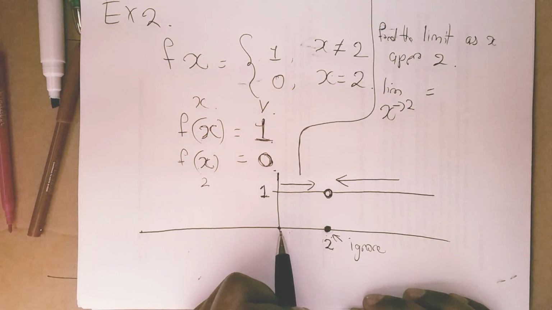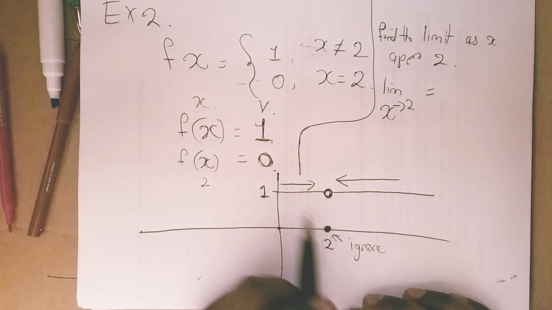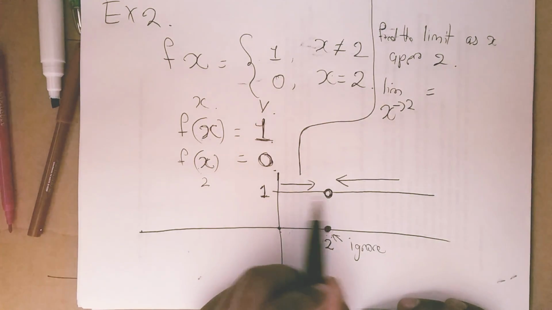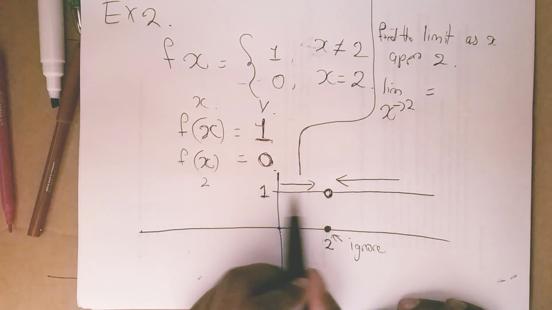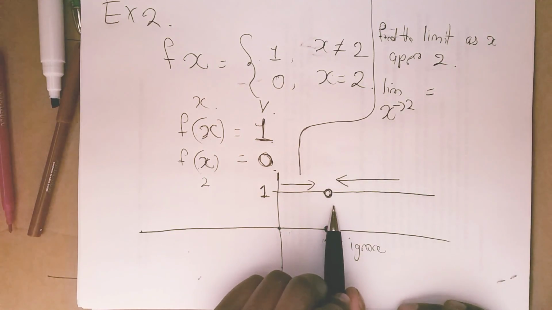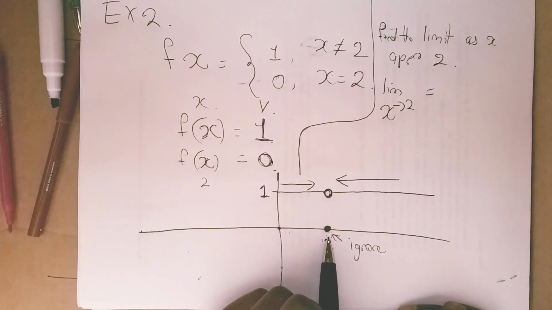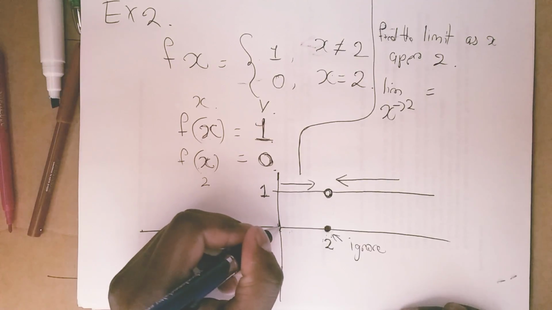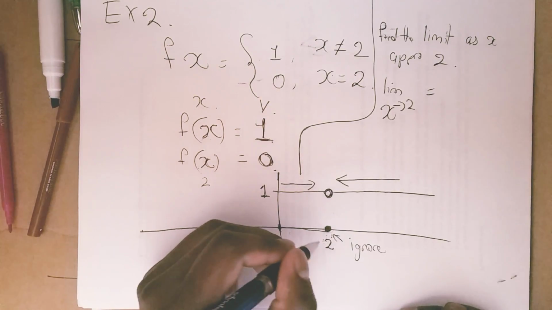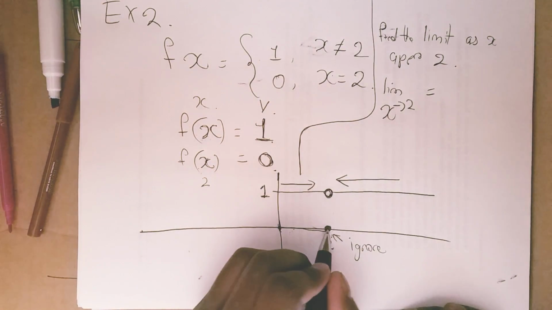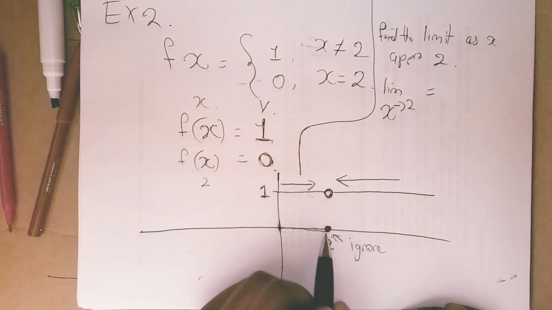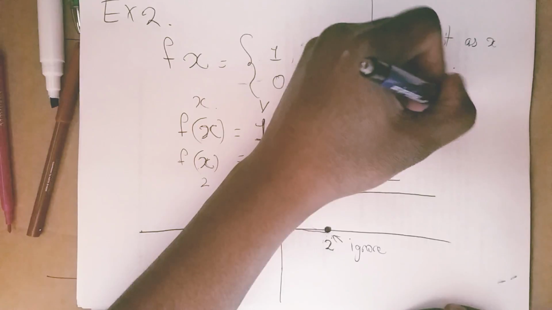So the limit as x approaches 2 would be this point, and these two things coming from this side. This is equal to 2. Because this is 0. This line here is 0. There's no line here, there's 0. So when x approaches 2, the limit is 1. It gets closer and closer to 1. So the limit, from the graph you can tell, is 1.